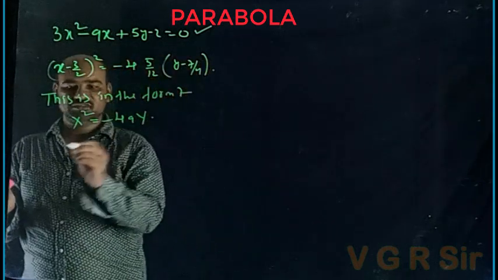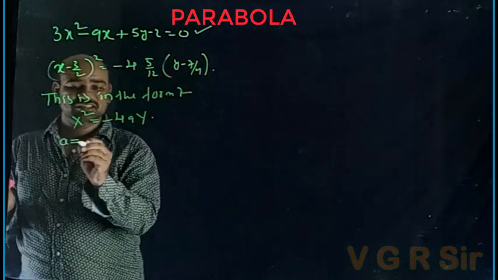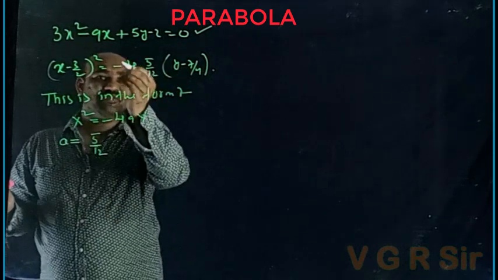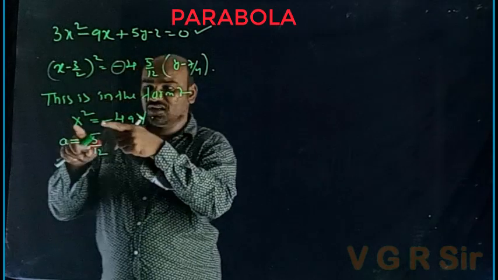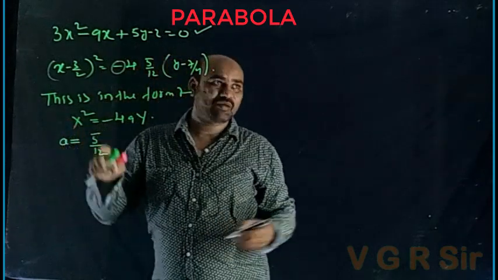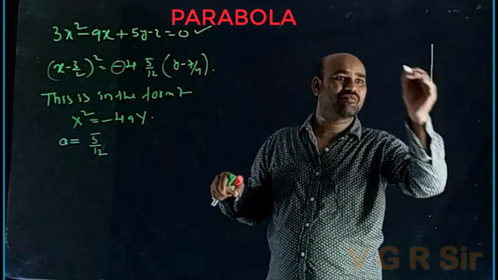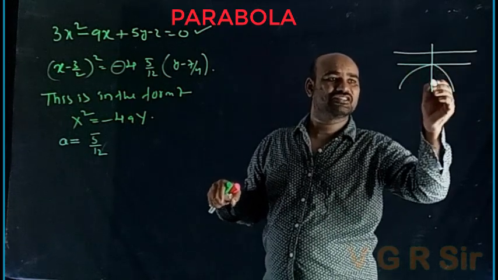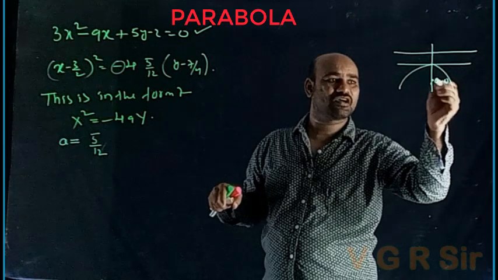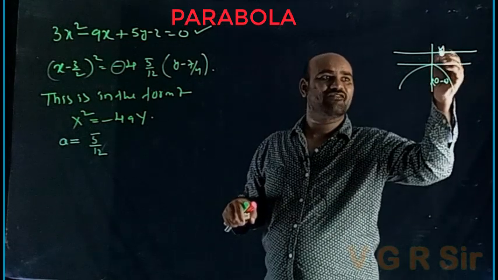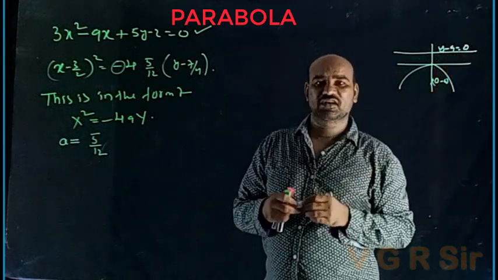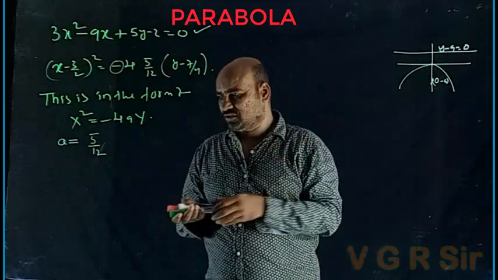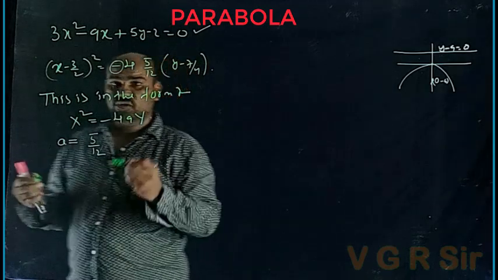Here, what is the a value? a stands for 5 by 12. This minus stands for the position of the basic parabola. I will write here the position of the basic parabola. So this is the basic parabola. 0 comma minus a is the focus. y minus a equal to 0 is the directrix. By using this basic parabola, you can find everything. So one by one I will write.